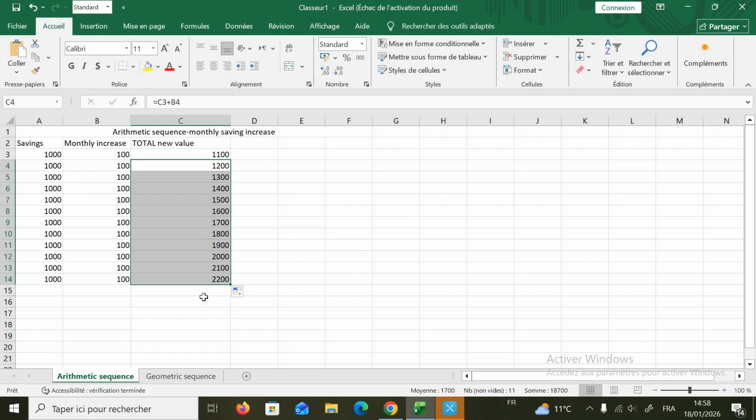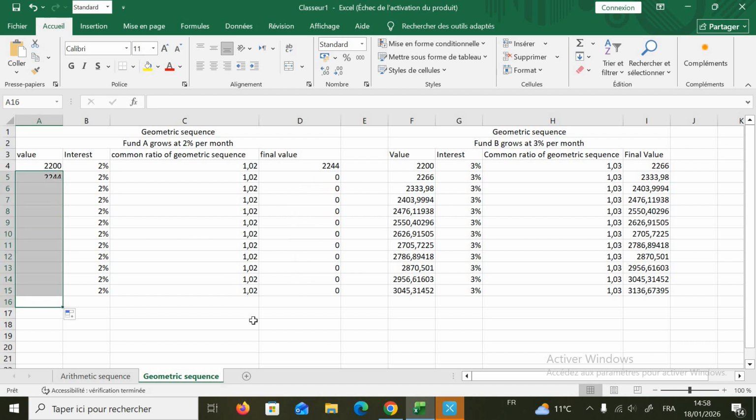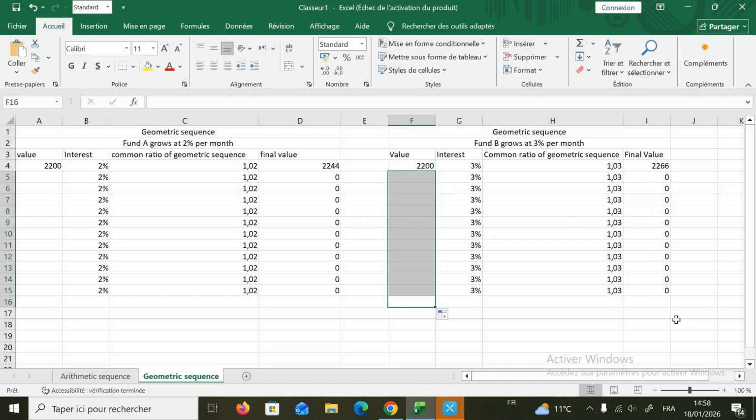Now we're going to move on to the geometric sequence. This amount of 2,200, we can invest it in two funds. Fund A grows at 2% per month, and Fund B grows at 3% per month. I'm going to suppress this value so you can understand how we count this value in the geometric sequence.